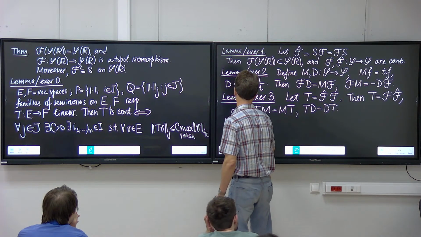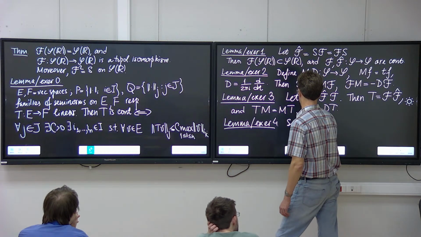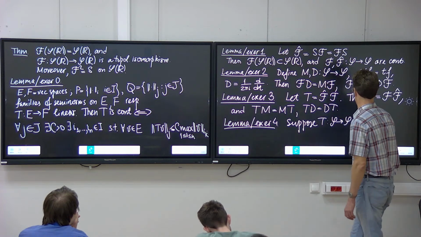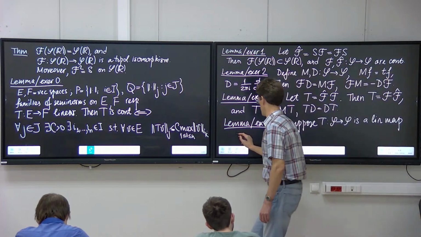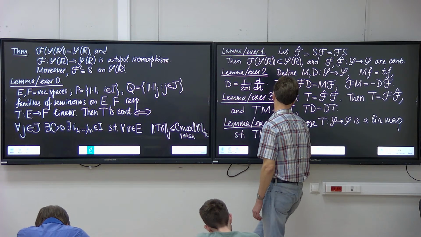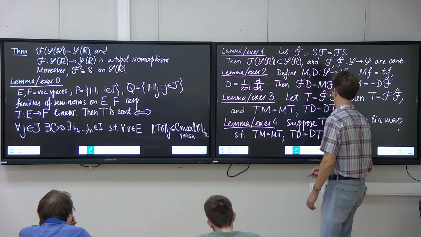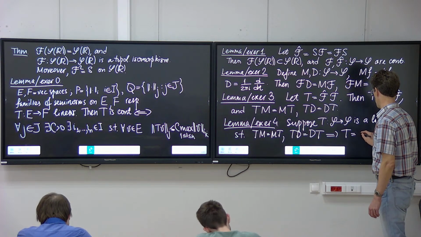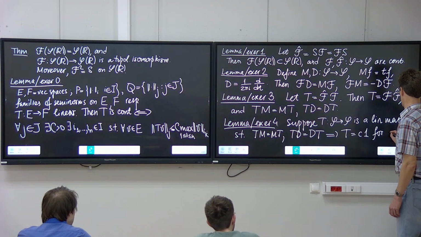Lemma exercise 4. Suppose we have a linear map T from S to itself such that it commutes with M and with D. Then T is the identity map times a suitable constant, for some constant C.